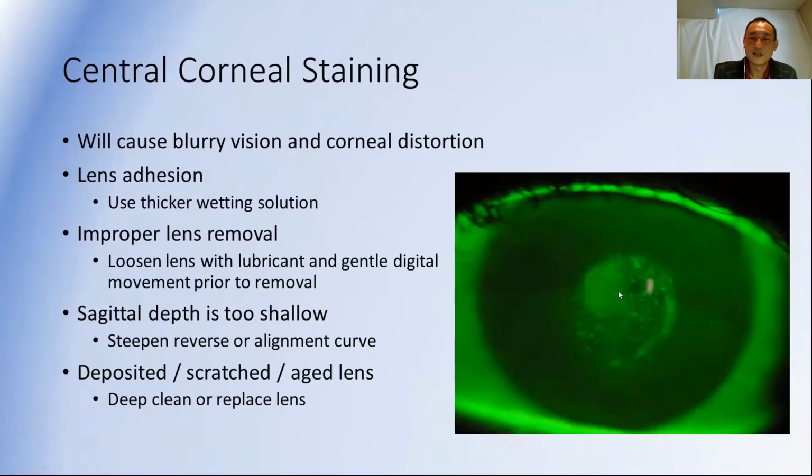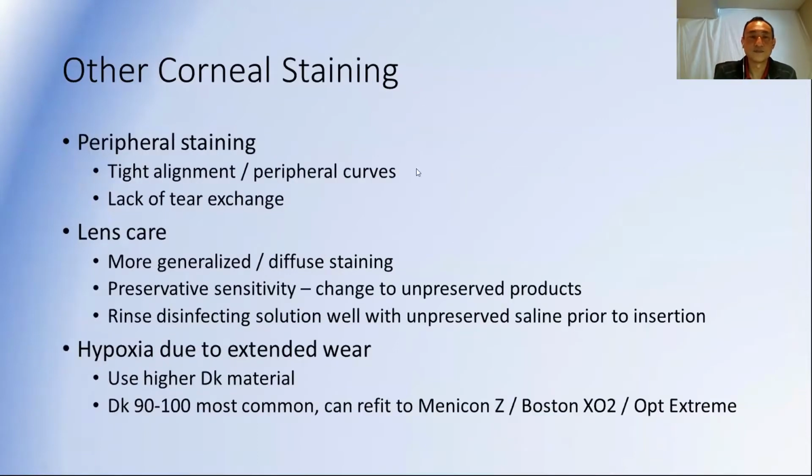However, if it doesn't, then maybe the lens actually has too little sagittal depth and is bearing on the central cornea. In that case, you'll need to increase the sagittal depth, usually by steepening the reverse curve. Sometimes this is caused by an old lens, and in those cases, you just have to replace the lens.